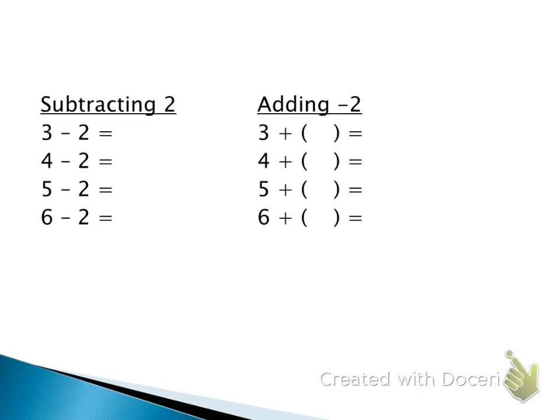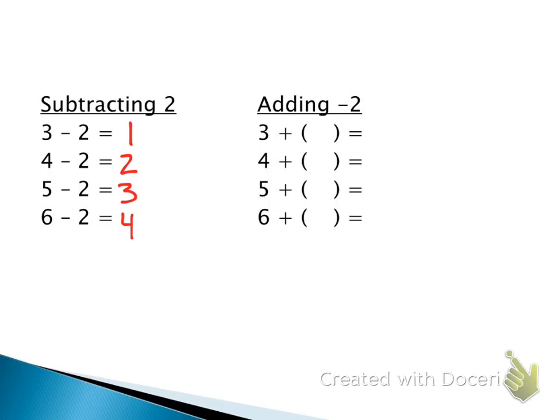So we should be familiar with subtracting 2 from numbers, right? 3 minus 2, we get 1. 4 minus 2 is 2. 5 minus 2 is 3. 6 minus 2 is 4. That's all stuff we did in, I don't know, kindergarten, first grade, something like that. Subtracting, though, is the same as adding a negative.